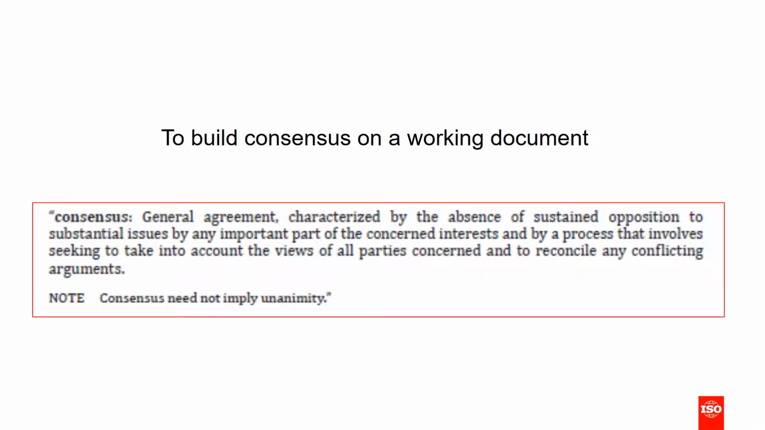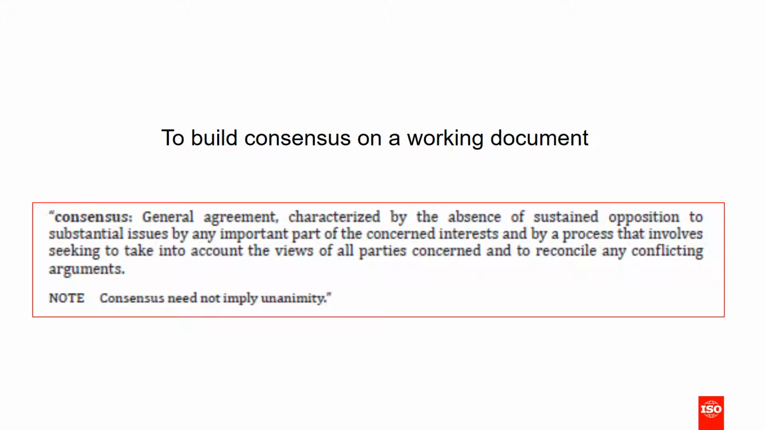You may remember from Course 1, Unit 3, that consensus is a key principle on which standardization is built. ISO defines it as a general agreement characterized by the absence of sustained opposition to substantial issues by any important part of the concerned interests, and by a process that involves seeking to take into account the views of all parties concerned and to reconcile any conflicting arguments.